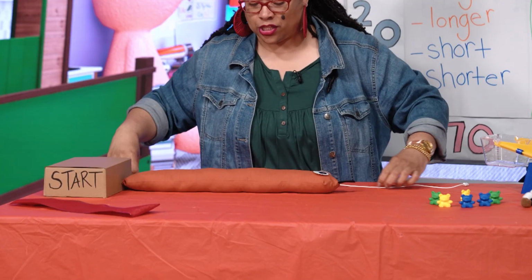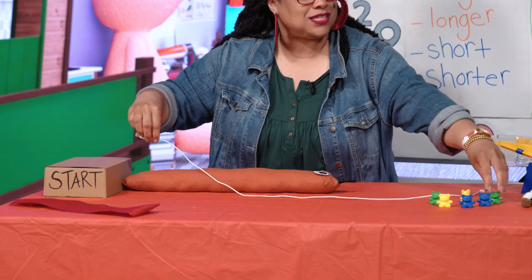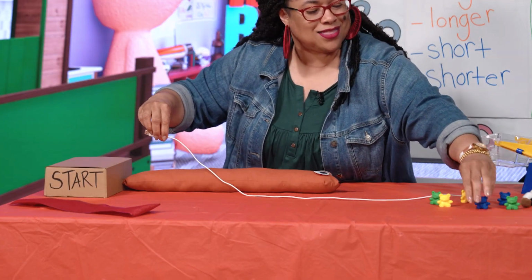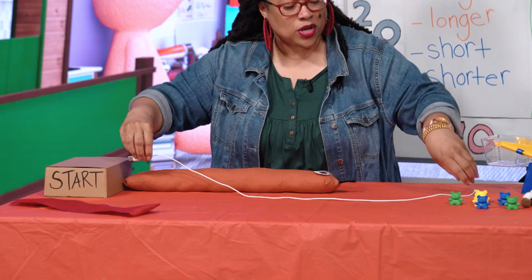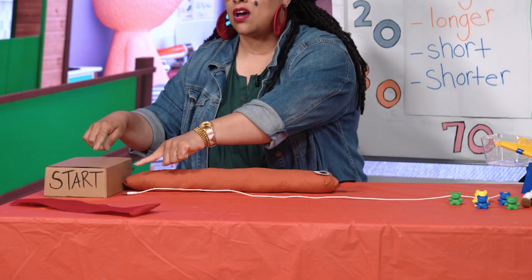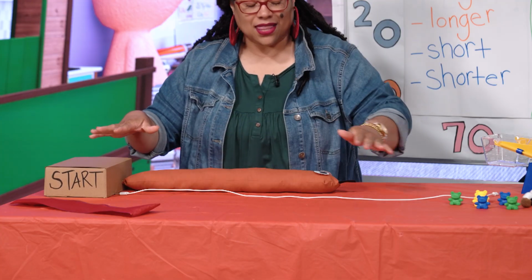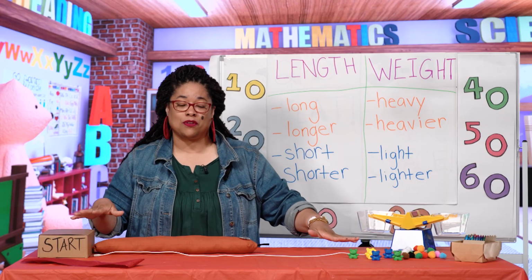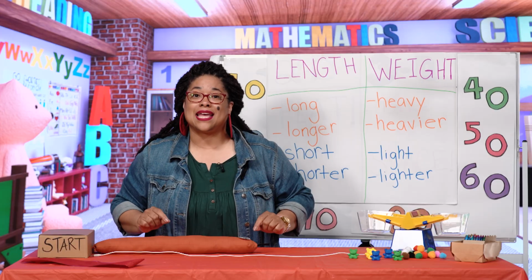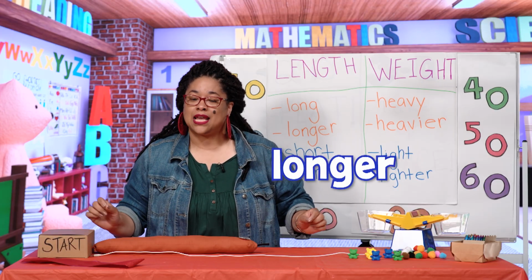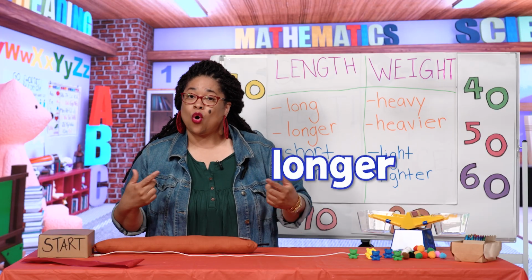Now, I'm going to put this one in the front. Tell these bears to move over. They are all in the way. Now, I want you to take a look. I'm going to start at our starting point all the way back here. And let's use our eyes and observe. Which item is longer? Is it the charging cord or the snake?